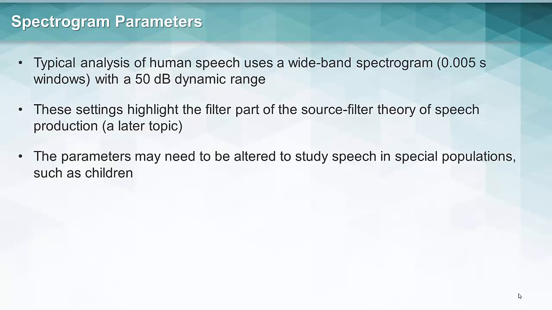Typical parameters for speech analysis use a wideband spectrogram with 5 millisecond windows and a 50 dB dynamic range. This is accurate enough to see typical changes in speech amplitude and to see changes in the acoustics caused by speech articulation over time. Part of the reason these settings are used is they tell us more about the configuration of the vocal tract for articulation and less about the configuration of the larynx for phonation. In the source filter theory of speech production that we will learn in this class, this highlights the filter, the vocal tract shape, rather than the source, the phonation.